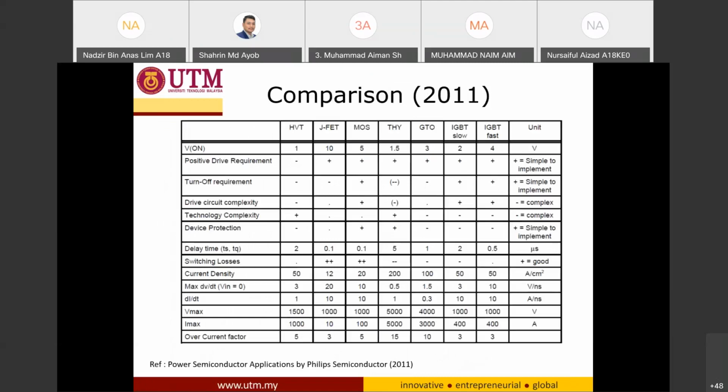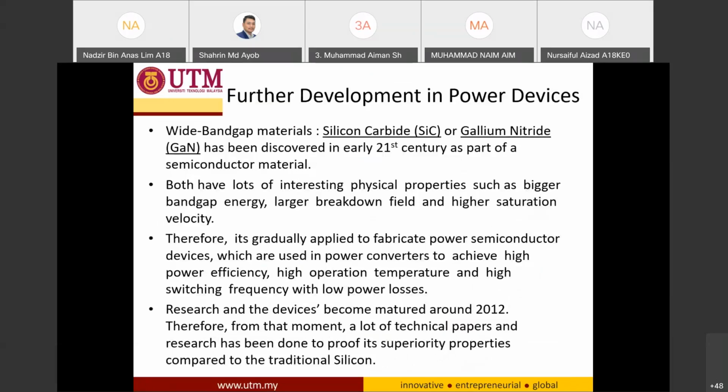So this one is also not very important for you. Further development in power devices: power electronics technology totally depends on manufacturing technology, meaning that, as you can see, without the finding of the transistors, there would be no power electronics. So the development and progress of power electronics depends on materials technologies.